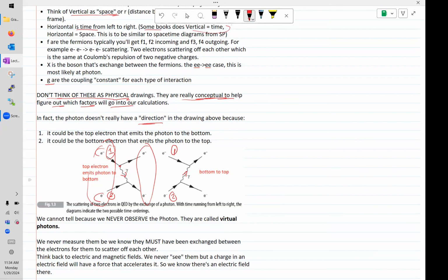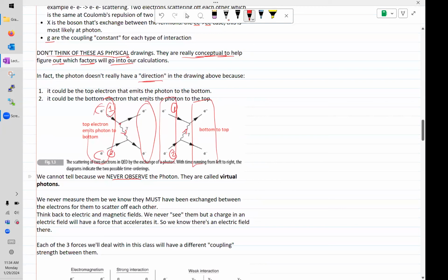So this could have been in a different order, right? But what happens in experiments or in real life is that you just see 2 electrons bouncing off each other. You never actually see the photon between them, right? When you never observe the photon, these are called virtual photons. In general, virtual particles are part of these Feynman diagrams, so that you never actually observe them, but you know that they have been there in order for the electrons to bounce off each other, right?